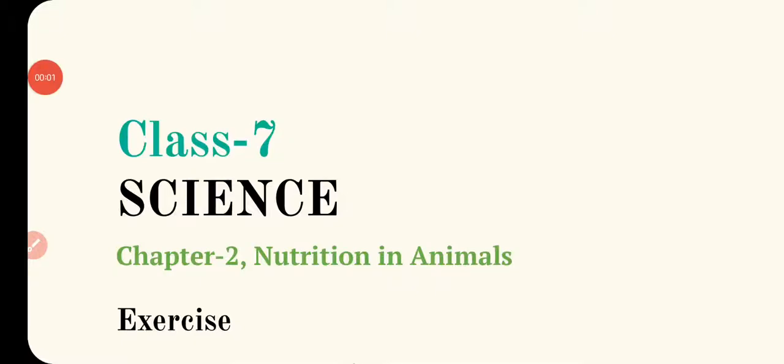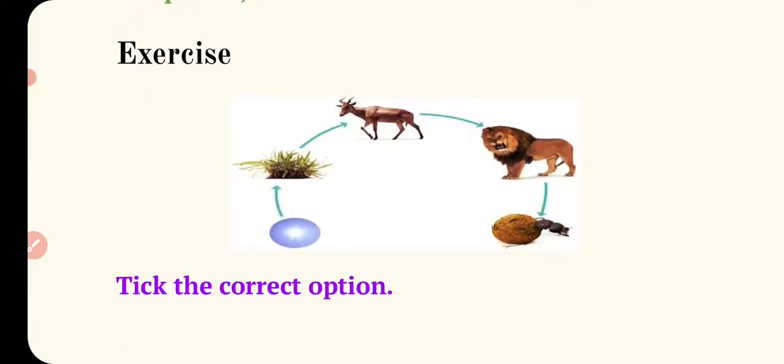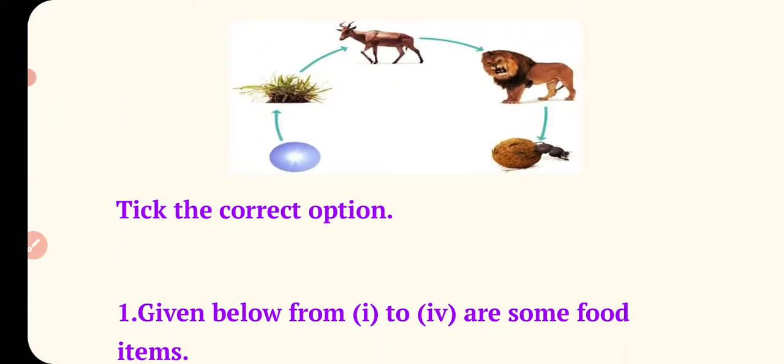Hello students, welcome back. This is the class 7 science video, and here I am going to solve some exercise of chapter 2, that is nutrition in animals, and the first type of question is take the correct option.